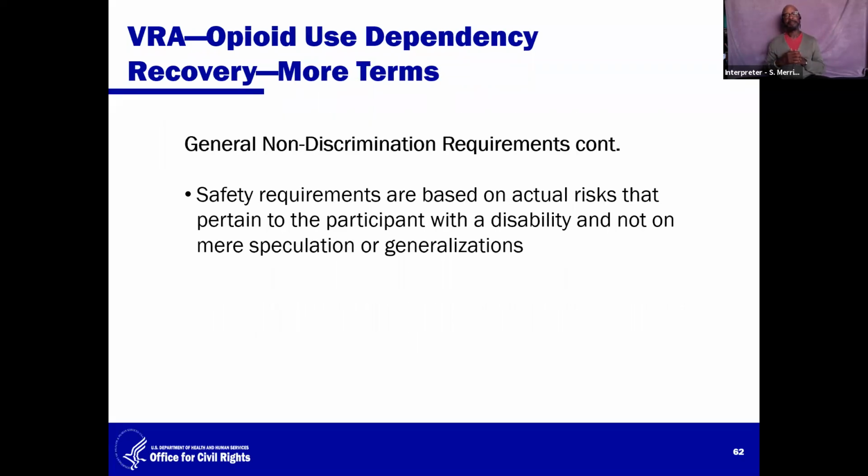And it also emphasizes that safety requirements are based on actual risks that pertain to the participant with a disability, and not on mere speculation or generalizations. You know, there was a generalization here that people with Suboxone use posed a safety risk, and that was not an appropriate conclusion, not based on an individual assessment. Next slide, please.